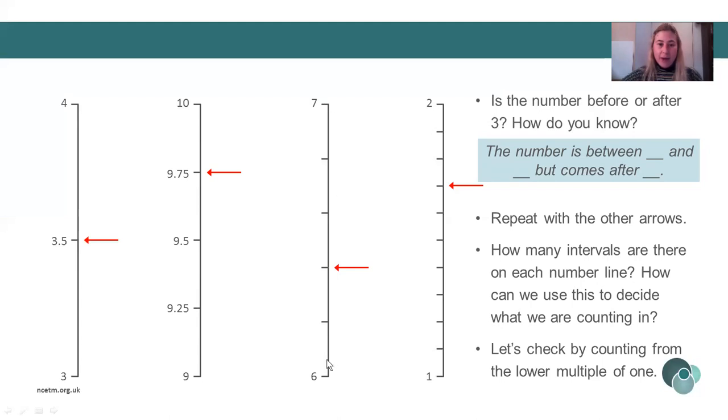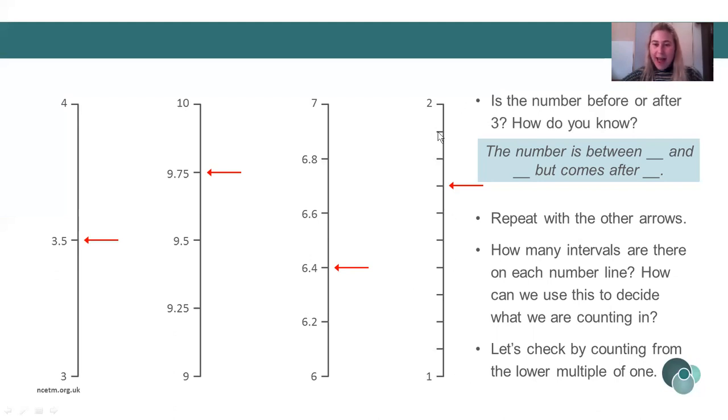Now let's look at the next one. The whole has been split into 5 equal groups. So we will need to count in 2/10. But we're going to start from 6 this time, aren't we? So let's count together in tenths. 6, 6 and 2/10, 6 and 4/10, 6 and 6/10, 6 and 8/10, 7. So those numbers fit, don't they? So we can see where our arrow is.